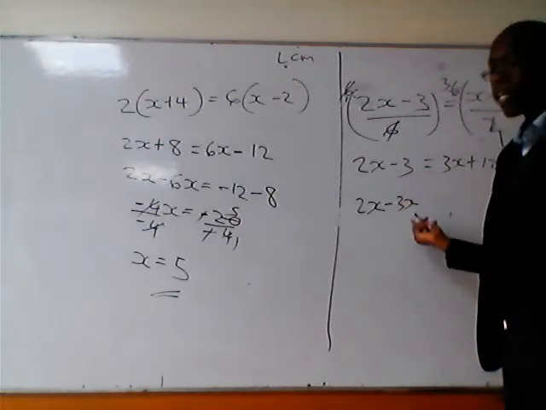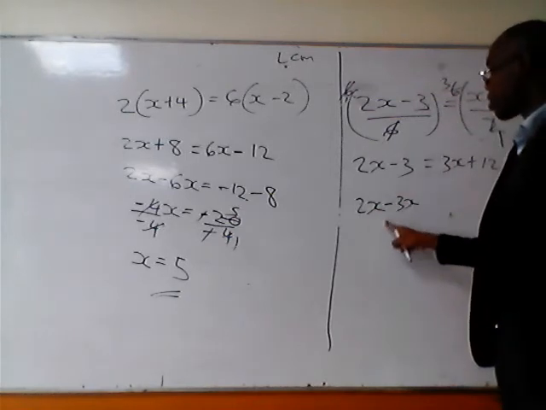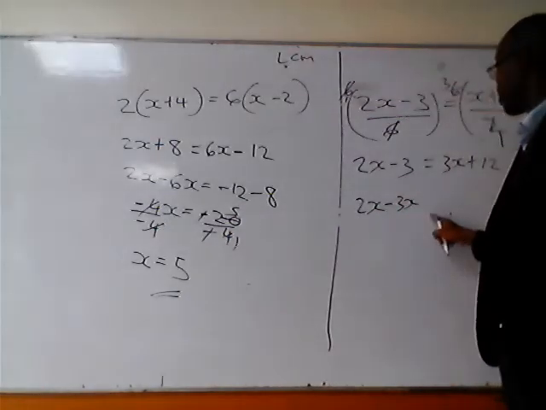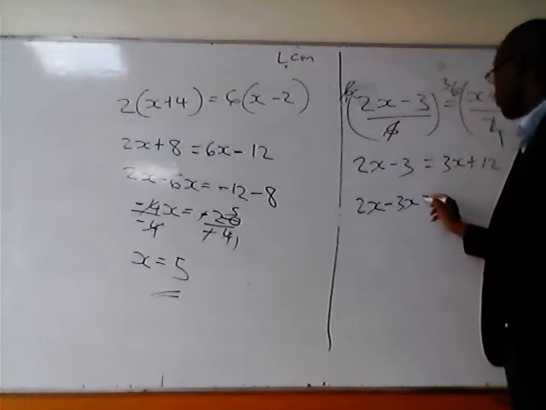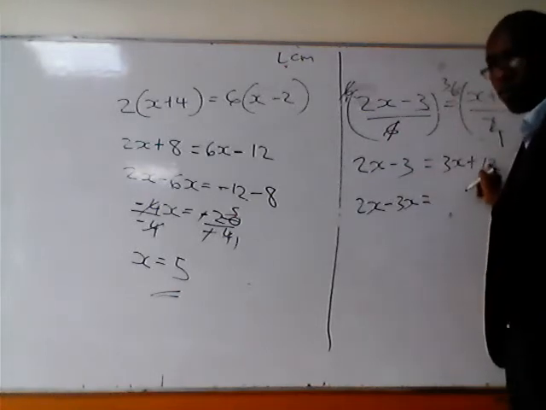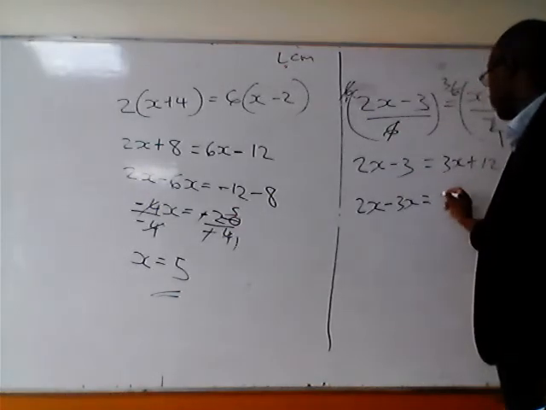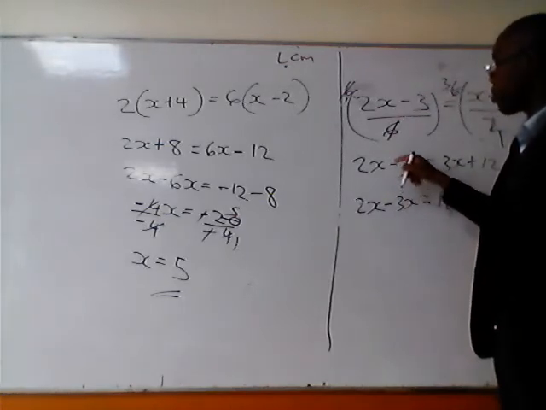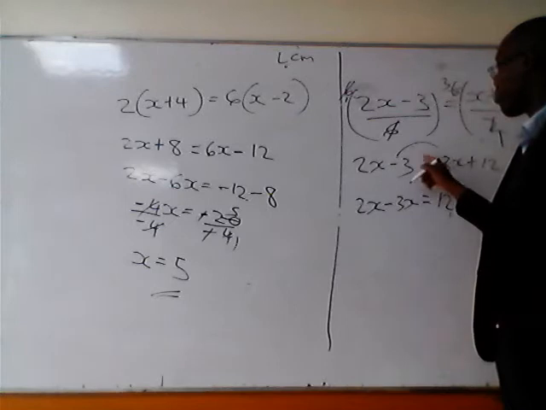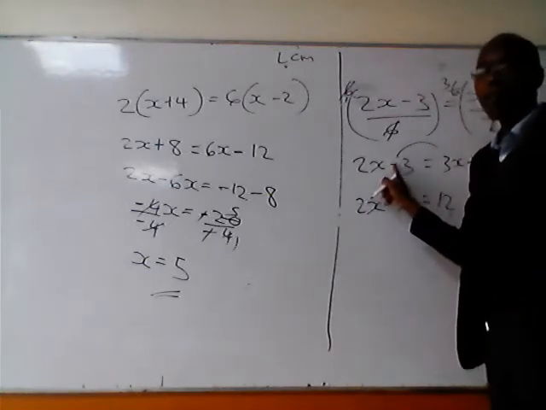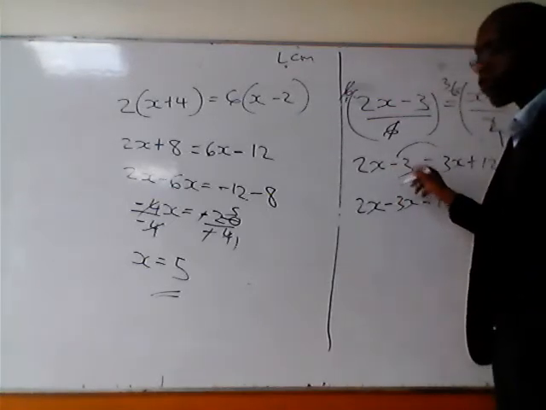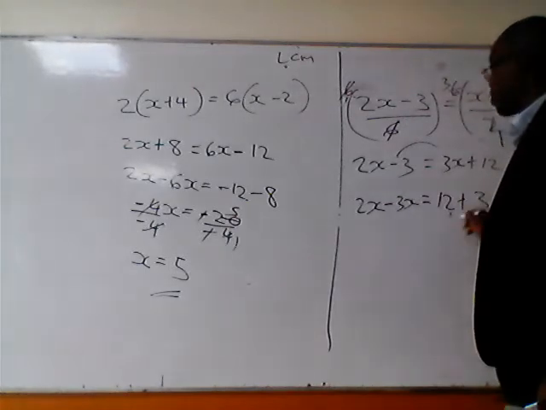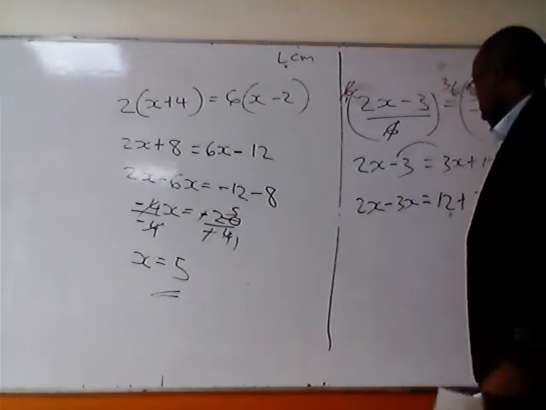It's going to be a negative. So it's going to be 2x minus 3x is equal to, remember we remained with 12 on this side, it's going to be 12. And then minus 3, once it crosses over the equal sign, it's going to become a positive. So it's going to be 12 plus 3.